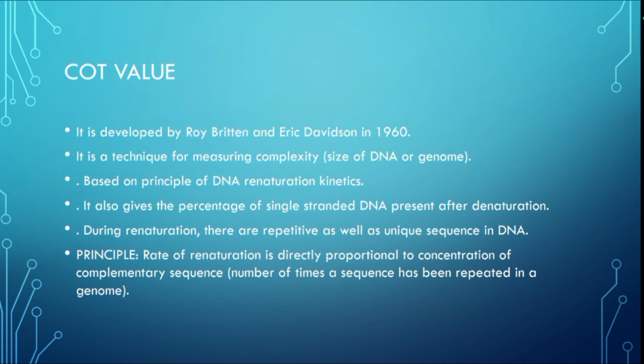Cot value. It was developed by Roy Britten and Eric Davidson in 1960. It is a technique for measuring the genome complexity, based on the principle of DNA renaturation kinetics. It also gives the percentage of single stranded DNA present after denaturation. During renaturation, there are repetitive as well as unique sequences in DNA. So the principle of Cot value is that the rate of renaturation is directly proportional to the concentration of complementary sequences.